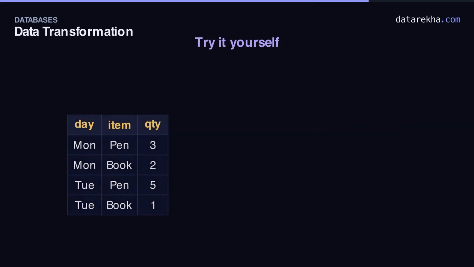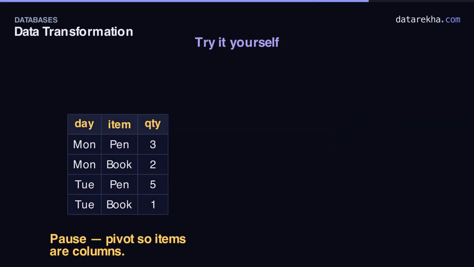Your turn. Here is a long table of quantities: day, item, and quantity. Pause the video right now and pivot it. So the items, pen and book, become the columns with one row per day. Fill in every cell yourself before I do.